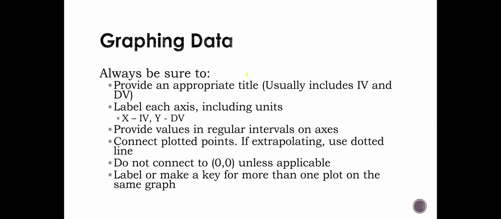Now, anytime you do a graph in science, you want to make sure that you have the elements of a proper, good graph, okay? So every graph should always have an appropriate title. This usually includes the independent and dependent variable. You must label the X and Y axis. The independent typically goes on the X and the dependent typically goes on the Y.